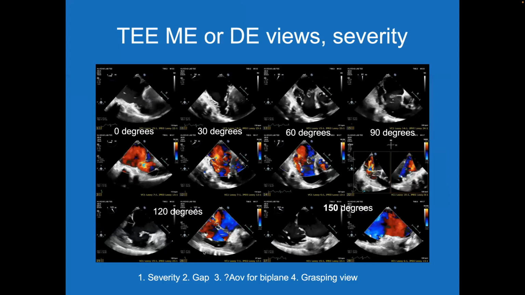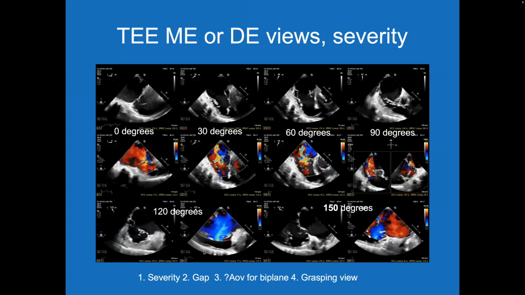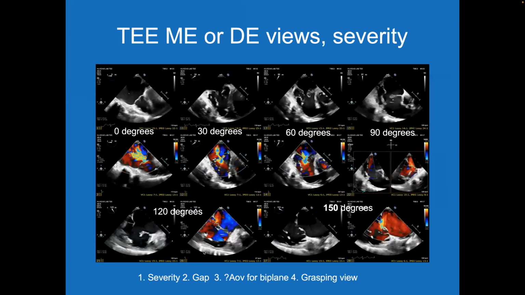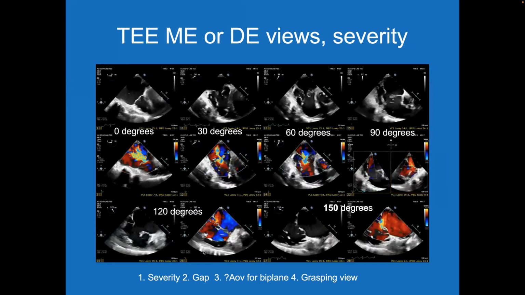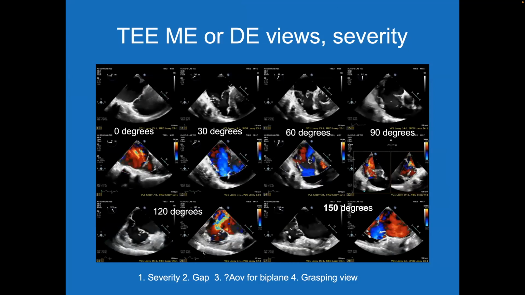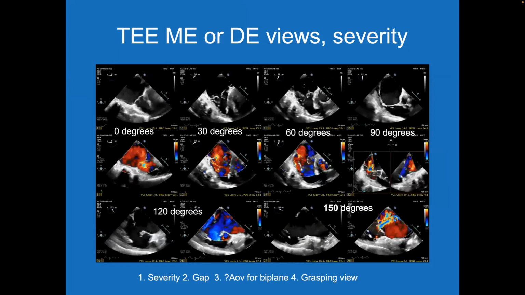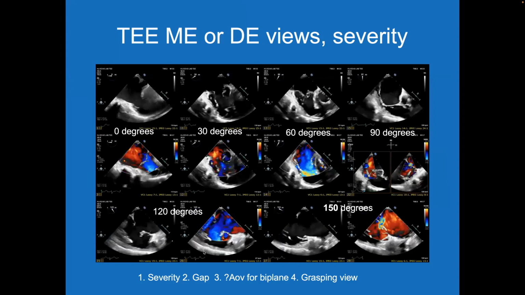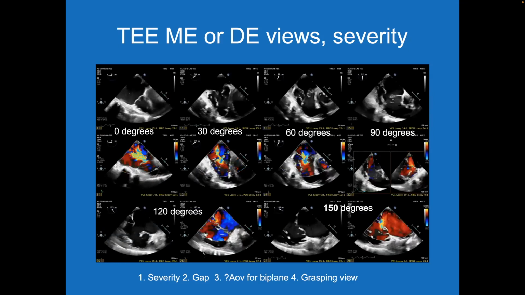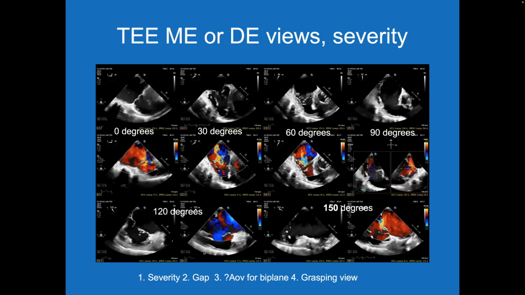So this is an example showing a deep esophageal view, but a mid or a deep esophageal view at multiple different angles. Importantly, for me, I look at the tricuspid just like I used to look at the mitral, which is basically every 30 degrees: 0, 30, 60, 90, about 120, and about 150. It's important to be able to show what views you can see.